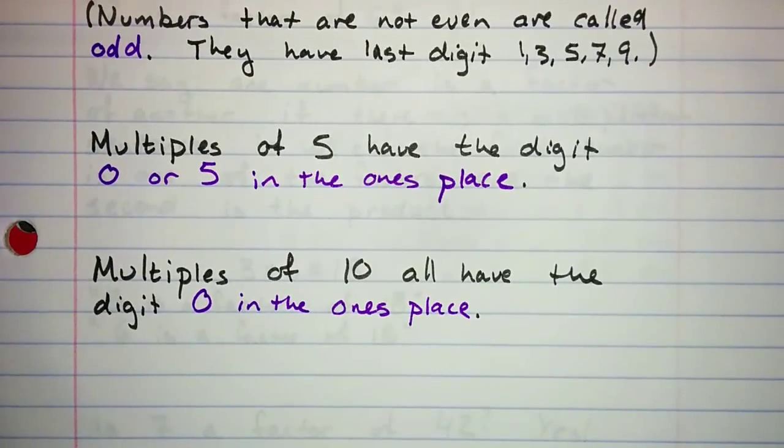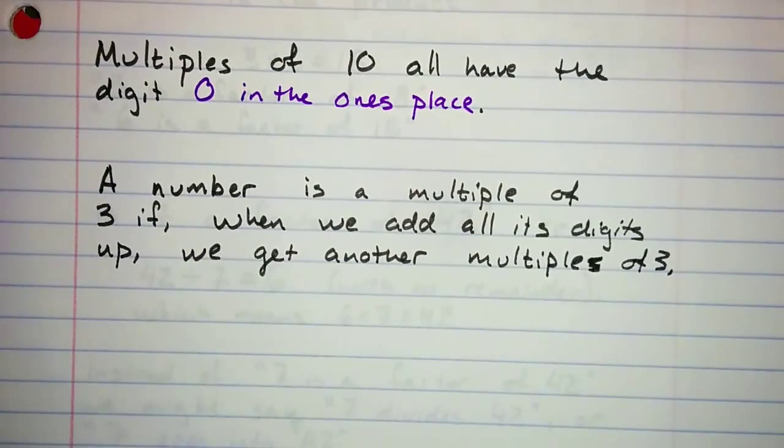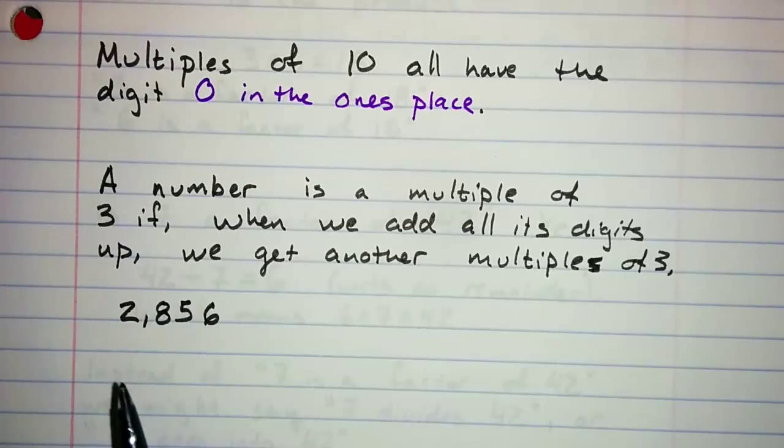All right, that's 2 and 5. What other small primes have we got? Well, we've got 3. Multiples of 3 have this really cool property. A number is a multiple of 3 if, when we add all of its digits up, we get another multiple of 3. What? Let's see an example. Let's say we have the number 2,856 and we want to know if it's a multiple of 3.